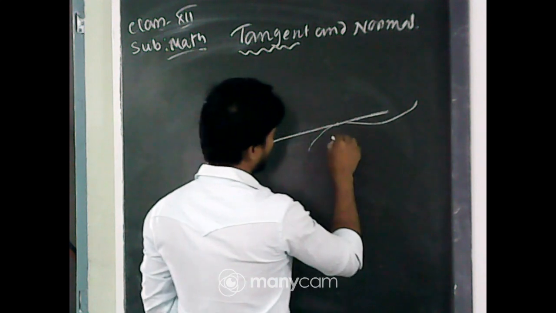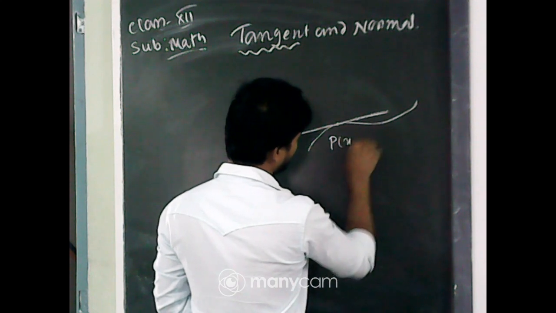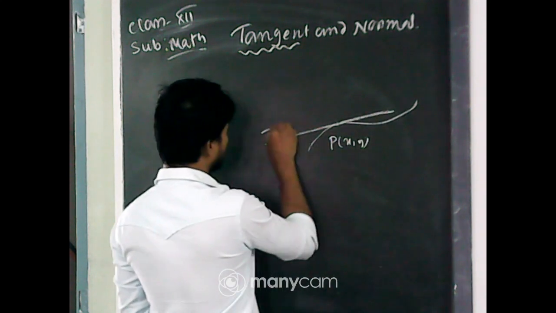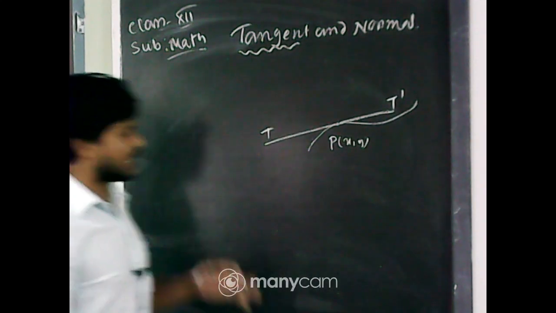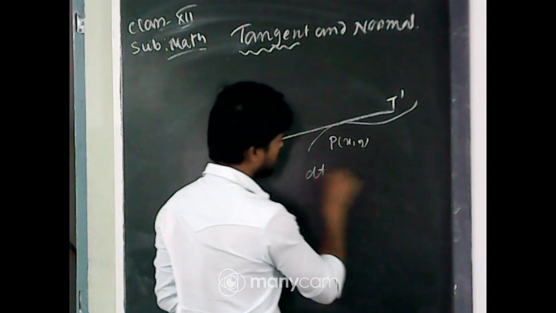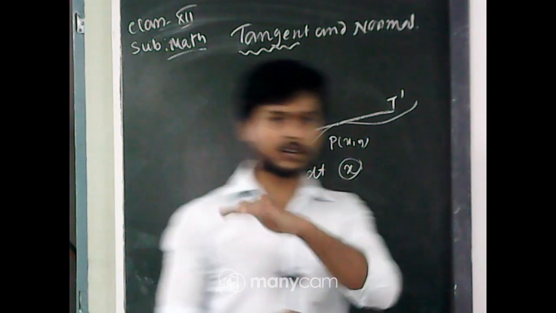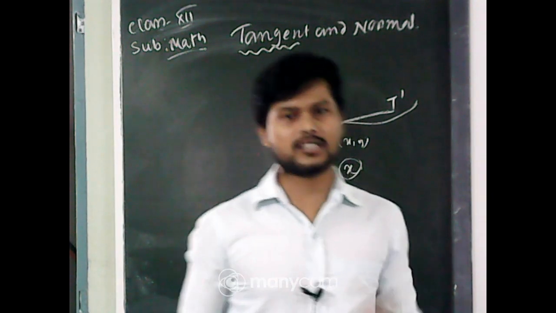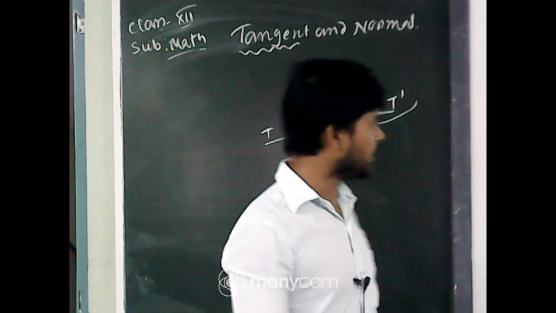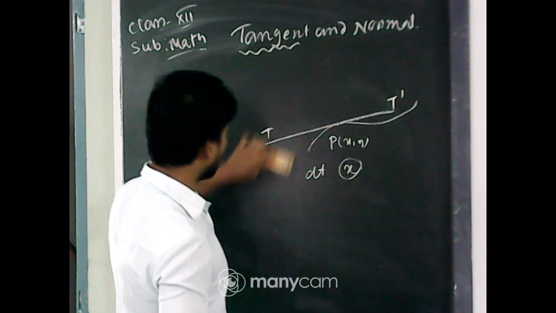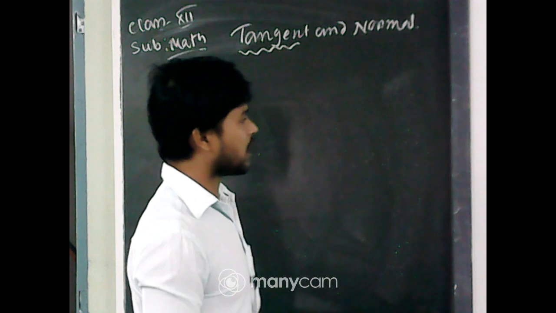Suppose this is our point P, whose coordinate is x comma y. So this line, suppose T dot, is called the tangent of the curve at the point P. So tangent is nothing but a straight line which touches the curve at a fixed point. Okay, this is the definition of tangent. Now we'll derive the formula for how to find the equation of tangent.